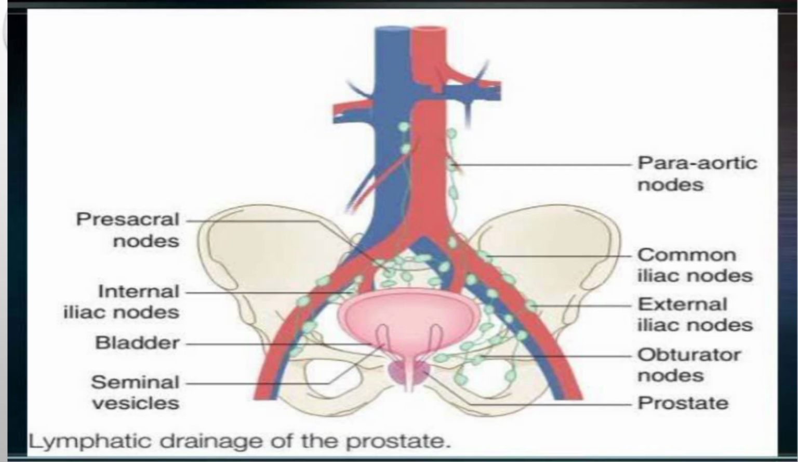This is the lymphatic drainage of the prostate gland. The prostate gland usually drains its lymphatic secretions into the pre-sacral lymph nodes, common iliac lymph nodes and obturator lymph nodes, and from the common iliac lymph nodes they drain into the para-aortic lymph nodes on the right side and paracaval lymph nodes on the left side.